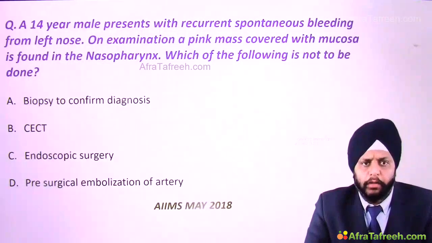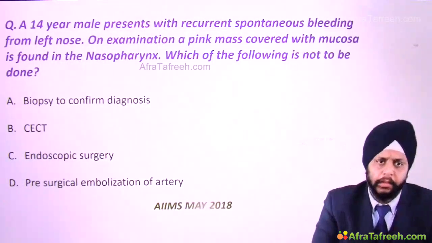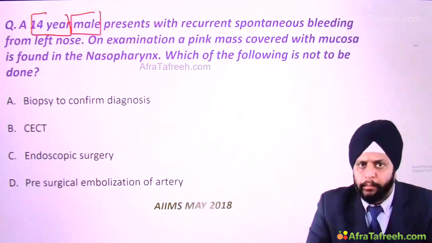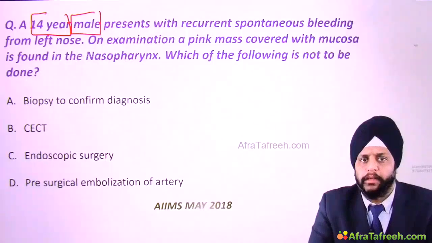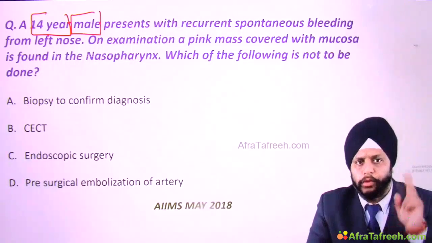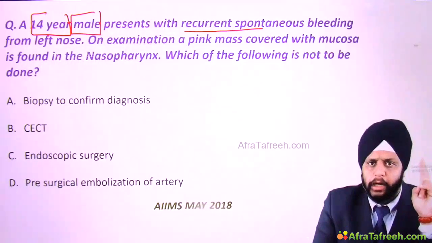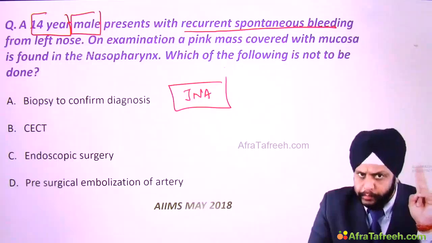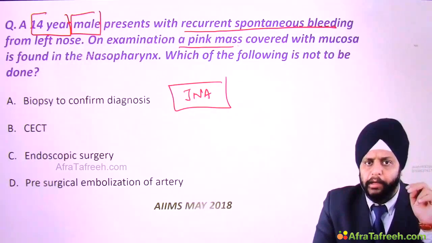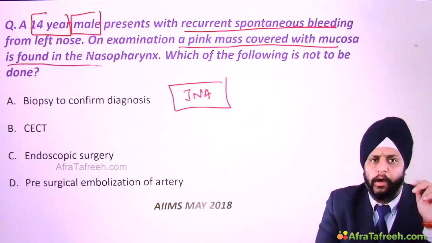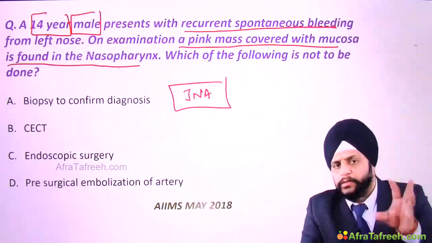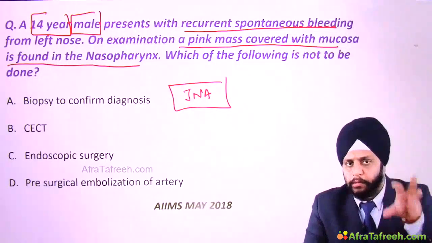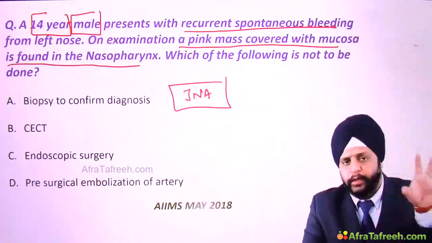Next question we will solve. A 14-year-old male patient. So once again, teenage group, male patient, presents with recurrent spontaneous bleeding. So once again, three things I have shown you: male, teenage group, recurrent spontaneous bleeding. My first diagnosis has to be JNA unless and until proven otherwise. Now, on examination, a pink mass covered with mucosa is found in the nasopharynx. So they want to say that there is no true capsule, but there is pink mucosa, false capsule. Pink, fleshy mass points towards a vascular mass.